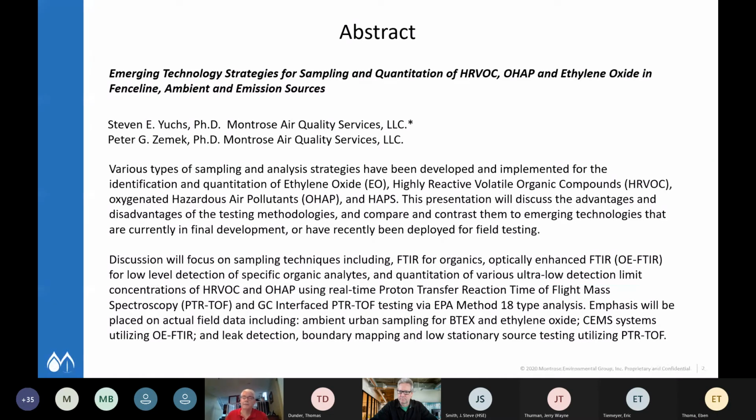So real quick on this one, this kind of details it a little bit more. There are multiple technologies available to do a wide variety of these field analyses. So we'll look at some methods specific for the ethylene oxide and the OHAPs. We'll start out with a little bit of sensor work and how we deploy those, a little bit of optically enhanced FTIR for OHAP analysis, and then we'll look at the proton transfer time of flight mass spectrometry for a wide range of these applications and analytes.